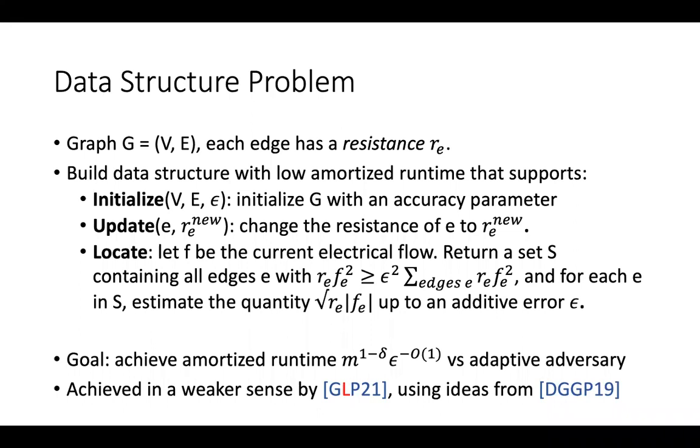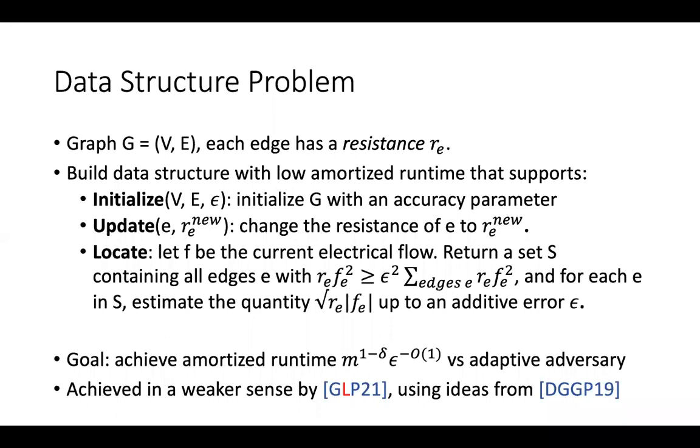This was achieved in a weaker sense by previous works. And by weaker, I mean it doesn't exactly solve this. It solves a relaxed version, which is enough for Maxflow. And it doesn't completely work against adaptive adversaries. It works in a looser sense that leverages properties of the maximum flow problem to work. But we'll try to focus on achieving amortized runtime m to the 1 minus delta over poly epsilon versus adaptive adversaries, which we do achieve.